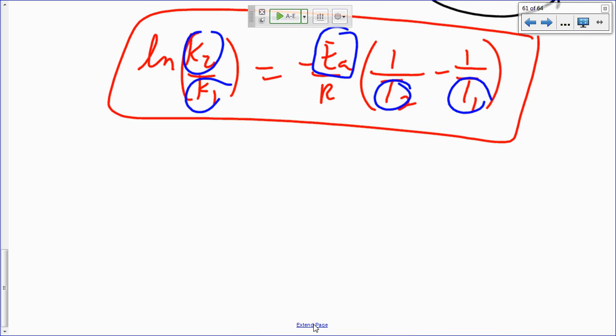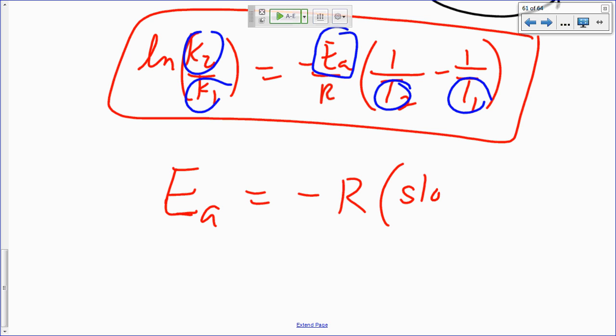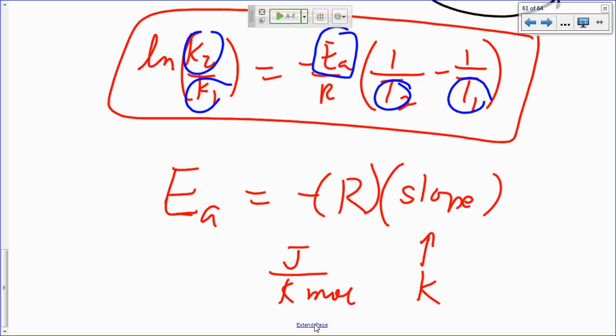So, like I said, E sub A, energy of activation, is just going to be negative R times your slope. And this is in Kelvin. Okay? And your R is joules per Kelvin per mole. So if you multiply the two, your energy of activation would be in joules per mole. That would be the unit for your energy of activation.